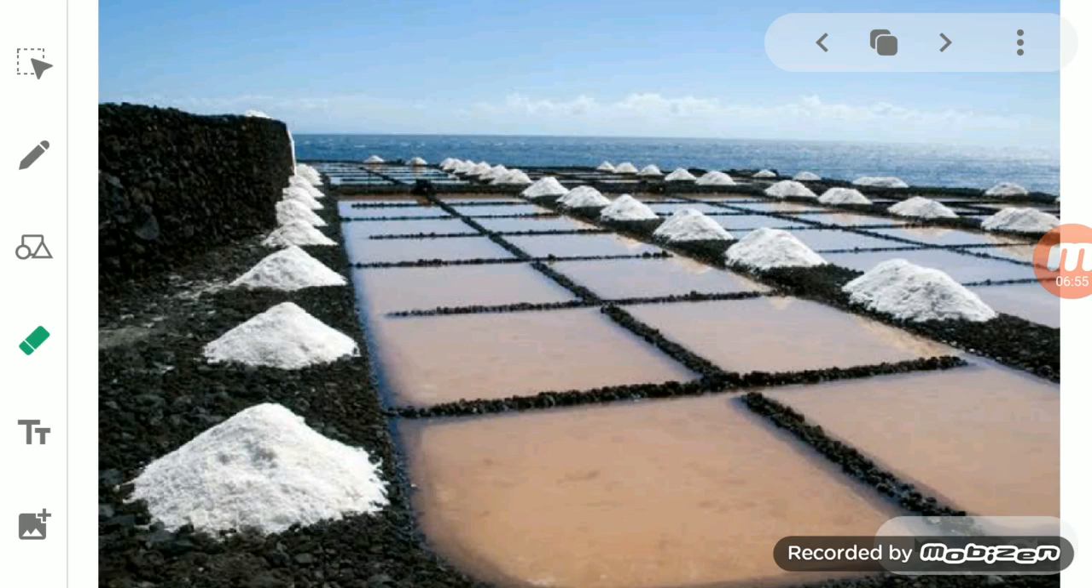So how can we separate the salt from the water? For this we use the process of evaporation. What happens is that the solution of common salt and water is taken in a china dish.